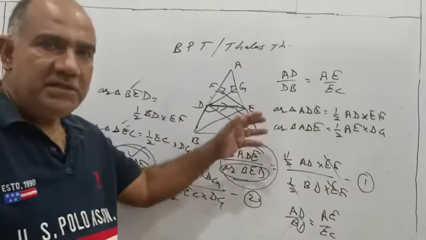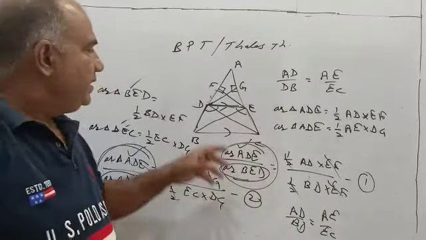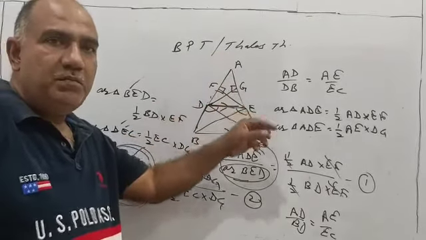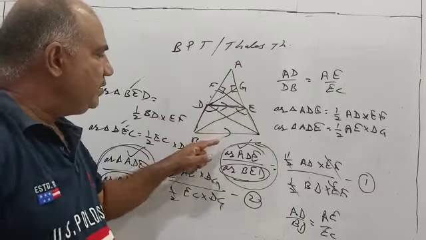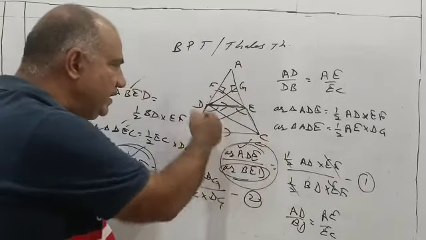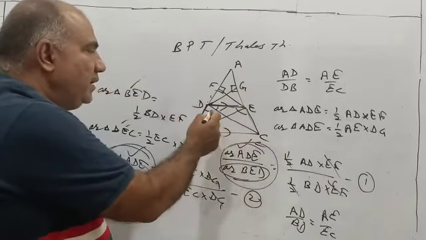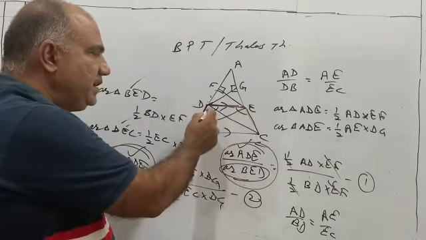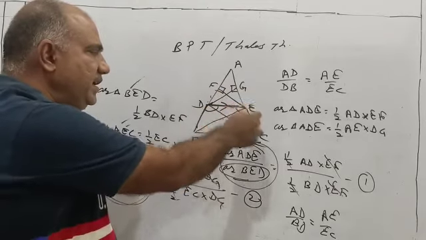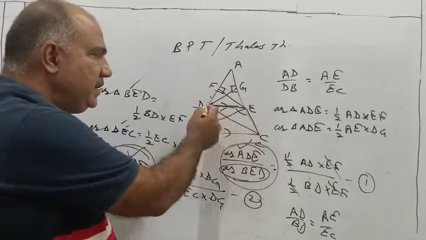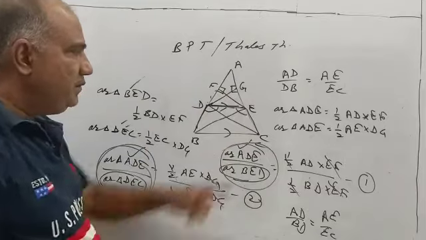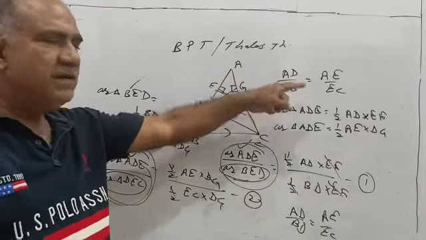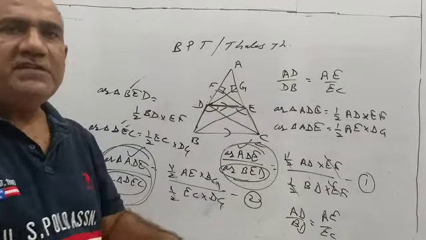Let me sum up the statement. The statement of the basic proportionality theorem or Thales' theorem was like this: in triangle ABC, if a line DE is drawn parallel to BC, meeting AB at D and AC at E, then this DE will divide AB and AC in the same ratio, which means AD upon DB must be equal to AE upon EC. So that was the required result.